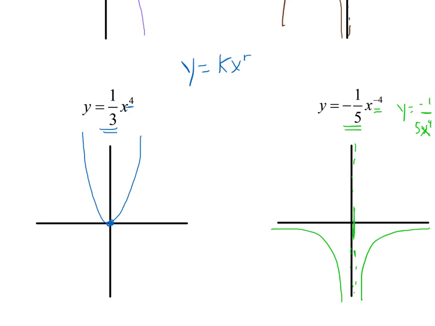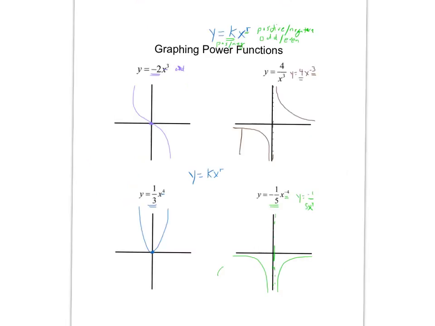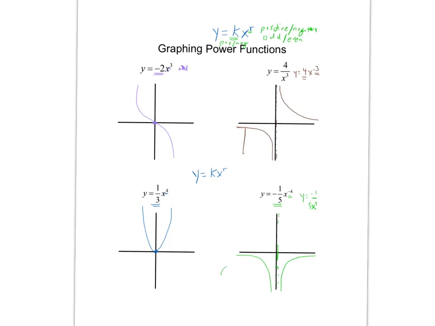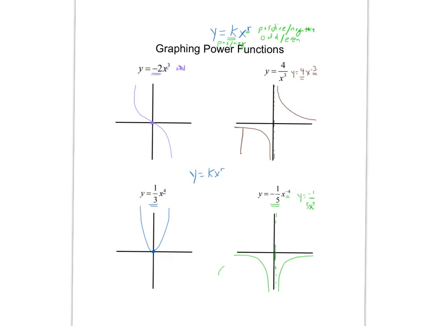That should wrap up all the problems. Okay, so there you have it. There's our 4 examples. Now remember, when you're graphing these power rule functions, ask yourself, is that r value up there positive or negative, odd or even, and is k positive or negative? And then based on that, draw your picture.